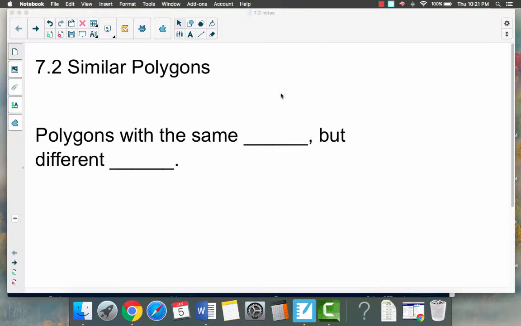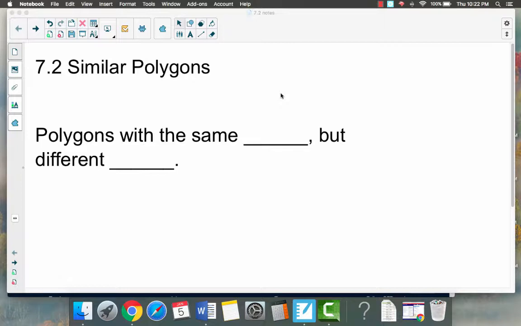So there's just a couple things vocab-wise that we need to go through, and then we will get to our examples. So the first thing is, what does it mean to be similar? This whole year so far we've talked about things being congruent, and we know that congruent means they have the same size and same shape.